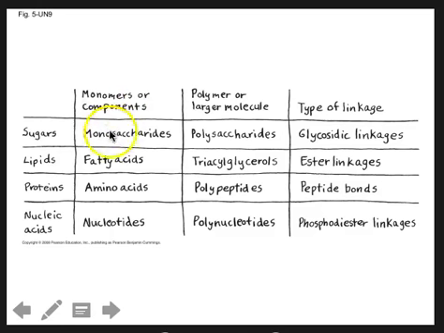So, sugars. We were talking about carbohydrates, right? Monosaccharides are the monomer, polysaccharides are the polymer, and glycosidic linkages are how we form monosaccharides into disaccharides and then into polysaccharides. I wanted to pull this all together in one spot for you.